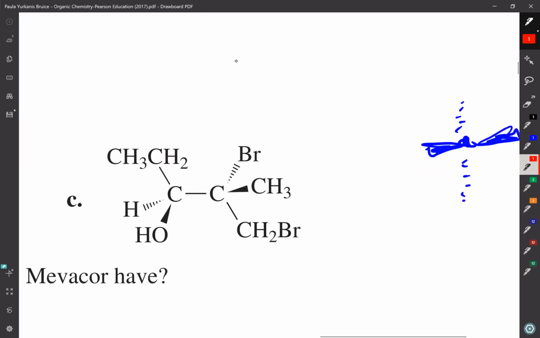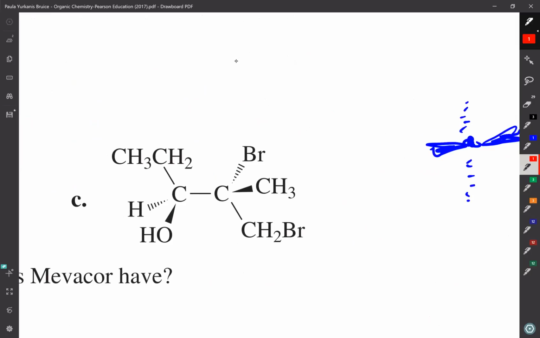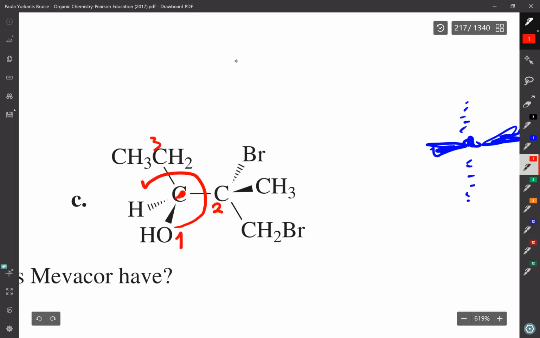C. Let's look at C. Let's consider this chiral carbon here. Give them priority numbers. This is priority number 1. This will be priority number 2, and that will be priority number 3. This is priority number 2 because that carbon is connected to a bromine, whereas this is priority number 3 because it's connected to another carbon. And so I'll be traveling in this direction, 1, 2, 3, which is the counterclockwise direction. Counterclockwise means S.